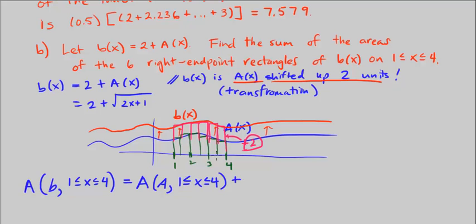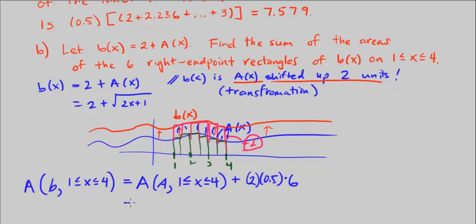within this region, plus we're going to add in 2 times the base for every rectangle. We're adding in the height of 2, so it's plus 2 as the height times the base, remember, is 0.5 for every rectangle. And we could add this in 6 times, or we could just multiply this number times 6.